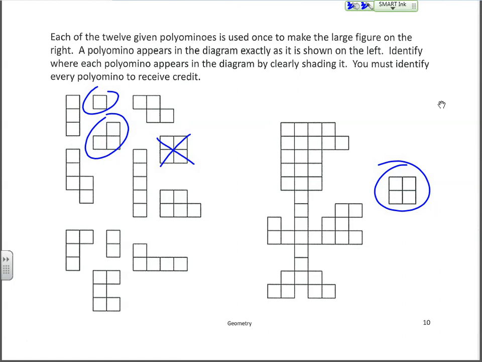Anyway, identify where in each figure each polyomino is. Highly recommend you use pencil for this. Highly recommend you turn in your math packet early for me to check over, especially if it's a square on your bingo board. But that's all we have for this one.